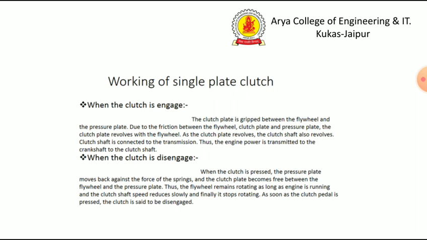When the clutch is engaged, the clutch plate is gripped between the flywheel and the pressure plate due to the friction between the flywheel, clutch plate and pressure plate. The clutch plate revolves with the flywheel. As the clutch plate revolves, the clutch shaft also revolves. The clutch shaft is connected to the transmission. Thus, the engine power is transmitted to the gear shaft.